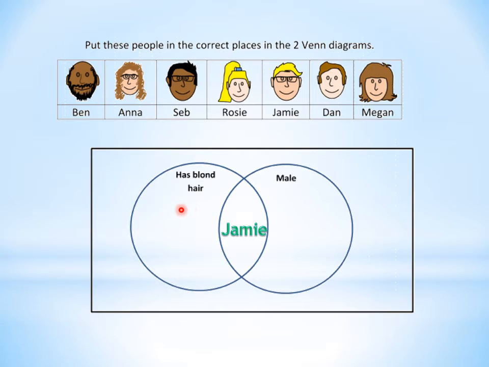Now let's fill this part. What goes here? I will put here people that have blonde hair, that have yellow hair, but are not males, that are not boys. Okay. Who has yellow hair other than Jamie? Yes, Rosie. Rosie has blonde hair. Is she a male? No, she's a female, so I will put the name of Rosie here.